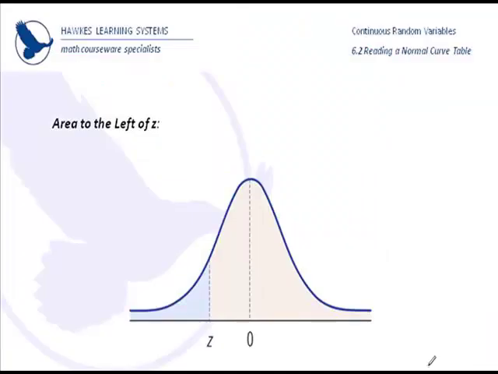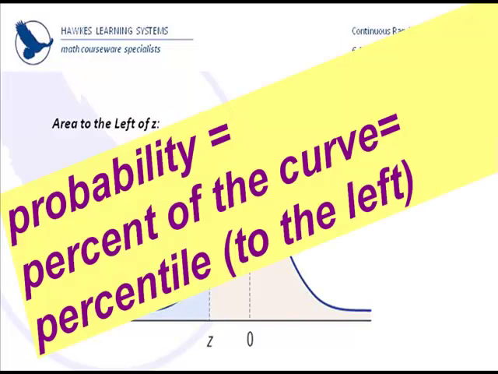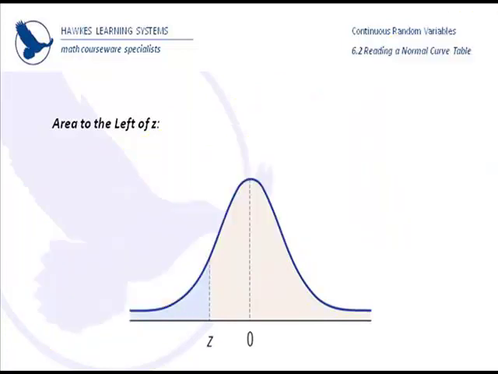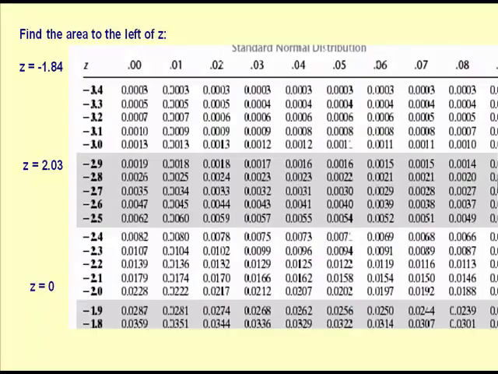Again, everything we've talked about has been to the left. Percent of the curve and percentile to the left. Here are some positive and negative values that have been provided to you to see if you can read these, and then check your answers. Negative 1.84, the area to the left of that, P equals 0.0329.